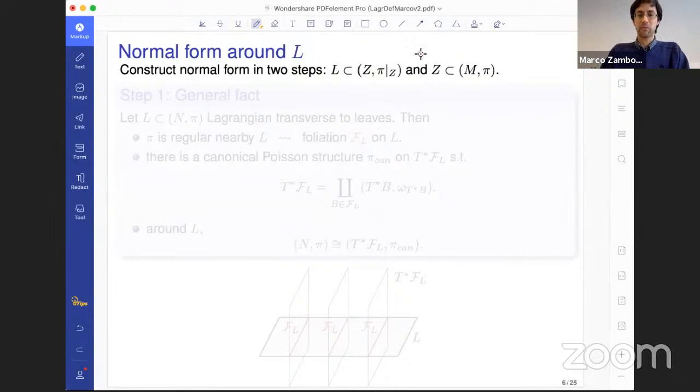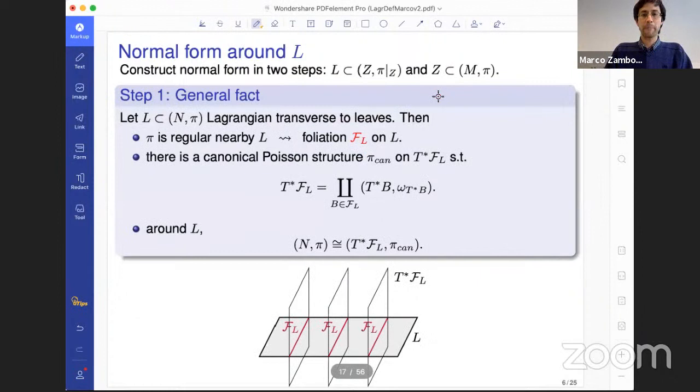So one can get a normal form in two steps. First you just look at the singular locus Z, a co-rank one regular Poisson manifold, and you try to describe a neighborhood of L inside here, and then you look at Z inside M. The second part was already done by others, luckily. The normal model looks like this. So the normal model is the cotangent bundle of the foliation.